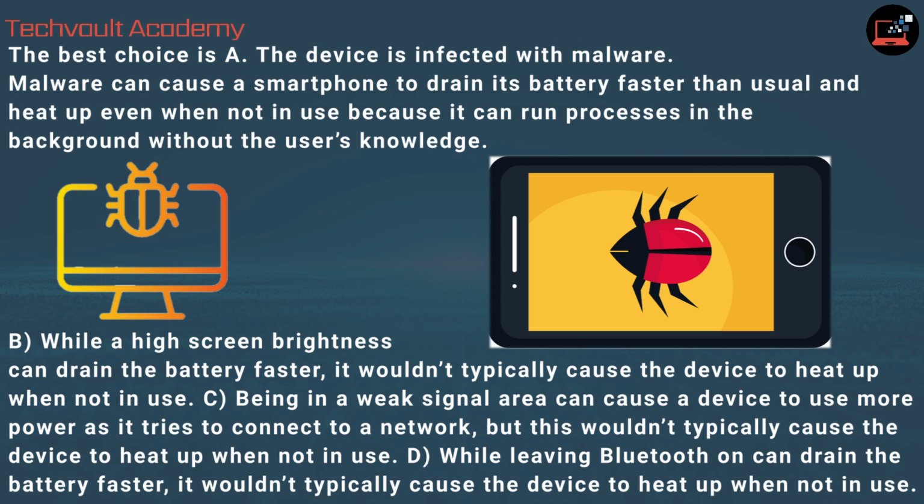C. Being in a weak signal area can cause a device to use more power as it tries to connect to a network, but this wouldn't typically cause the device to heat up when not in use. D. While leaving Bluetooth on can drain the battery faster, it wouldn't typically cause the device to heat up when not in use.